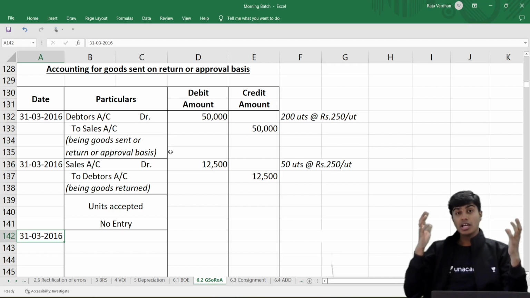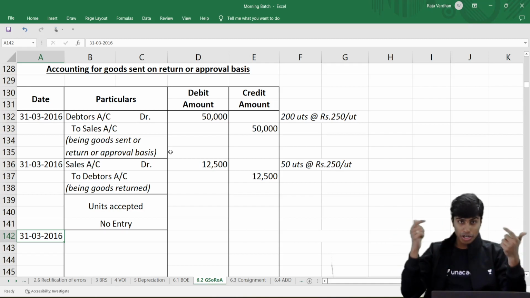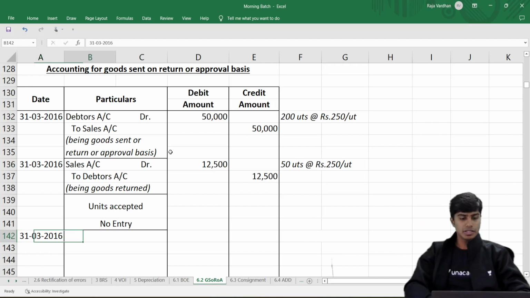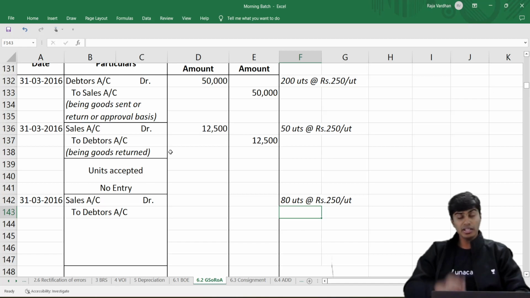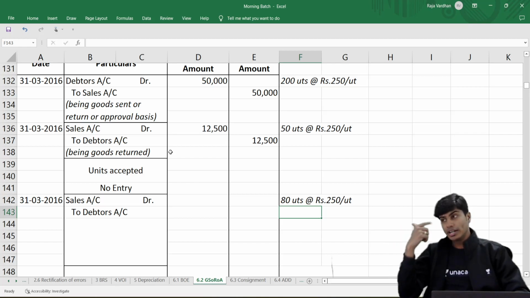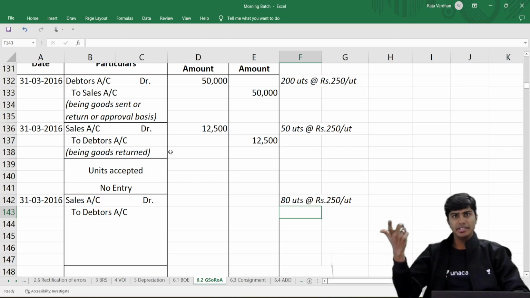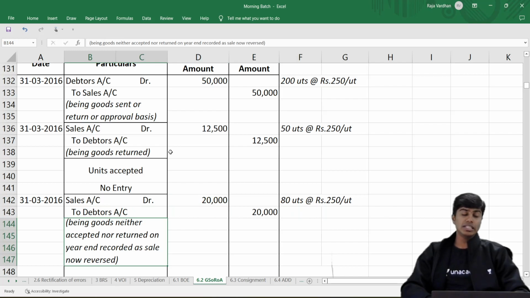The difference here being when you reverse the sales entry, you would have to do it at selling price, and when you include the stock into our inventory, you would have to do it at cost price. Let me write sales account debit to debtors. This is the reversal of sales. I will write 80 units into 250 per unit. How did we get 80? 200 sent, 50 returned, 70 accepted. 200 minus 50 is 150, 150 minus 70 is 80. So 80 into 250 is 20,000, for goods neither accepted nor returned, previously recorded as sales, now returned.